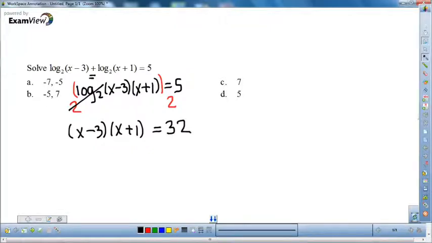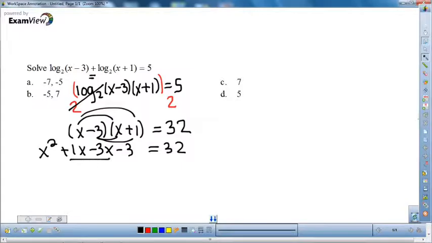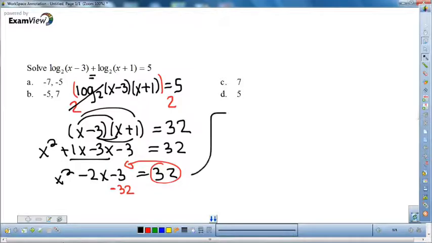which is 32. So then I'm going to multiply, so I'm going to have x squared plus 1x minus 3x minus 3. I'm going to combine my like terms. Because I do have a quadratic, I know that I'm either going to have to factor or use the quadratic formula. So I'm going to move the 32 to the other side. So I'm going to subtract 32 from both sides.